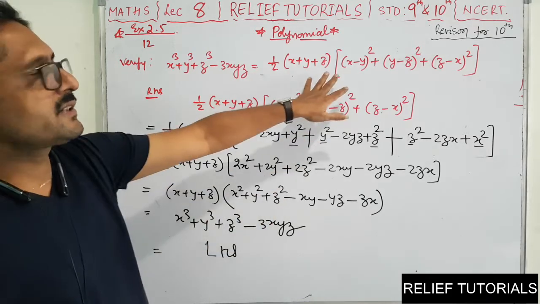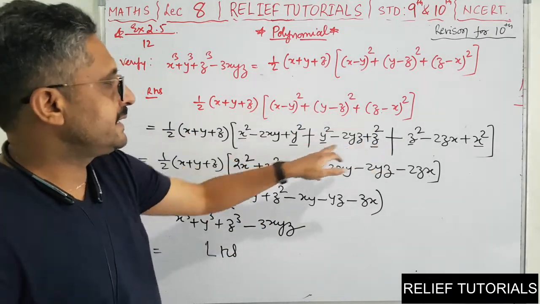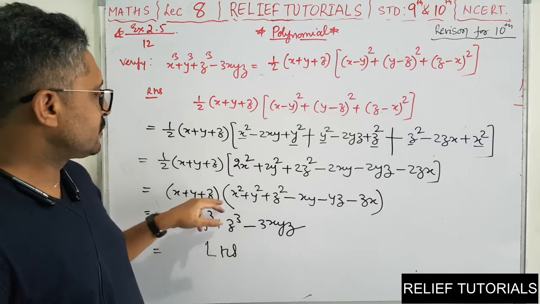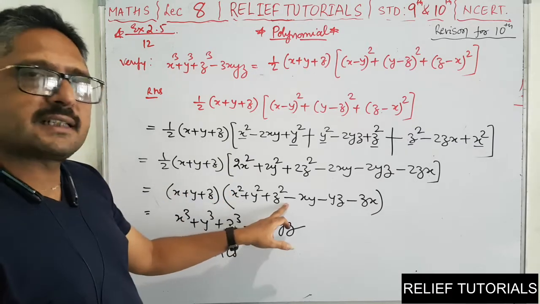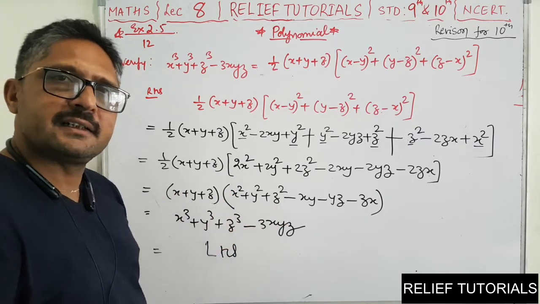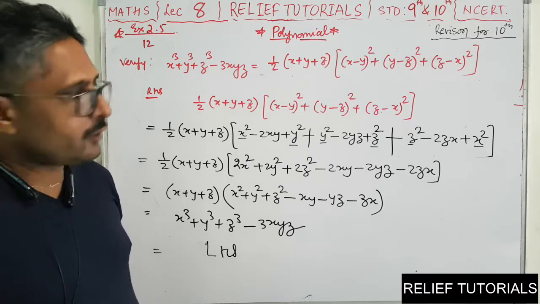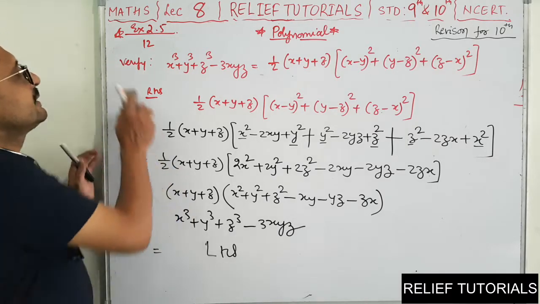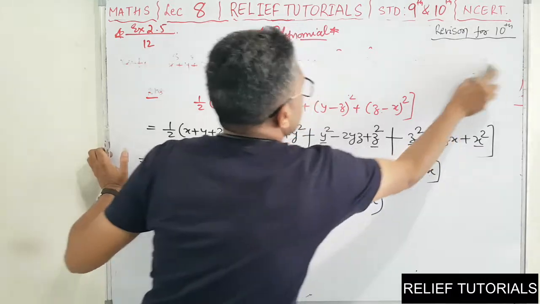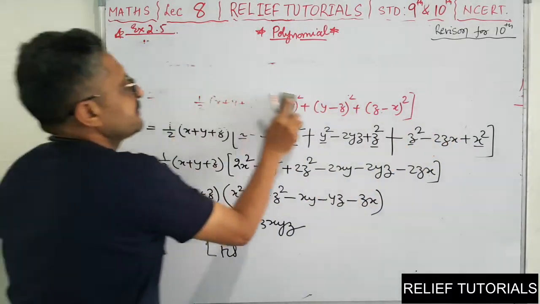So we have taken RHS just to expand this identity. 2 you have taken common, so 2 will get cancelled. So this is nothing but our identity. Clear? So I hope you enjoyed this. Quite simple. This is question number 12. Now we'll discuss question number 13.